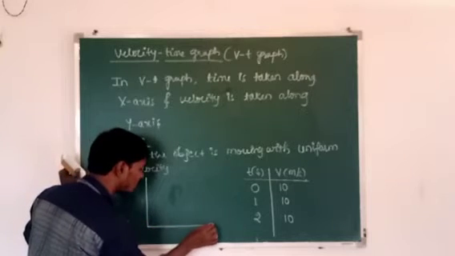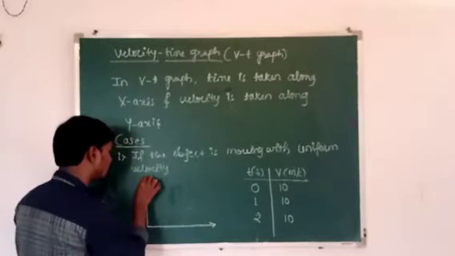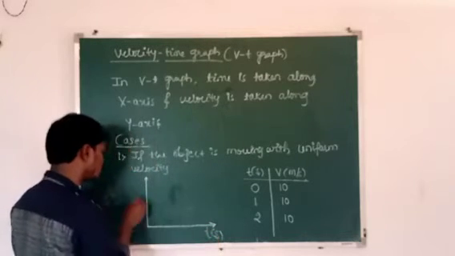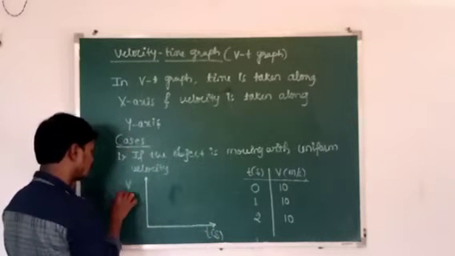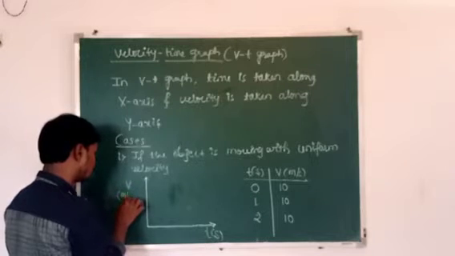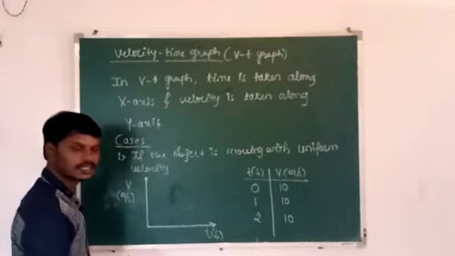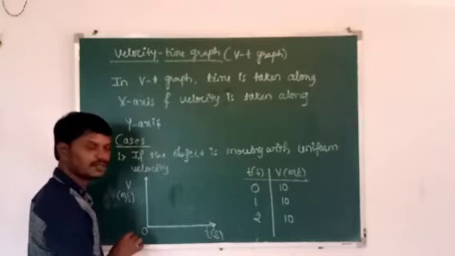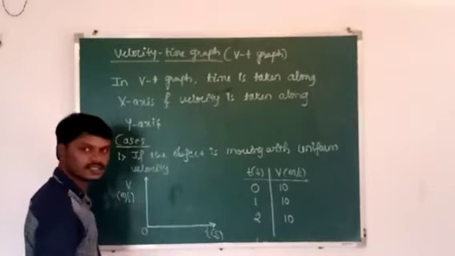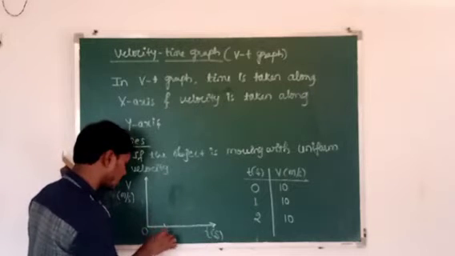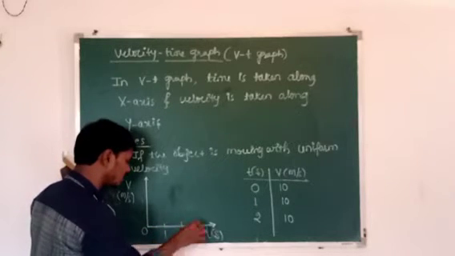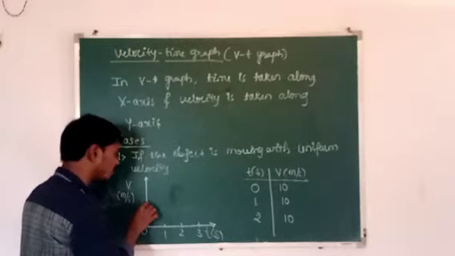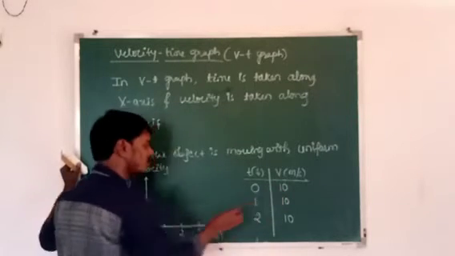In case of velocity versus time graph, time is taken along the x-axis and that time is in seconds, and velocity is taken along the y-axis and that is measured in meter per second. Here at the origin time is taken as 0 and the velocity is taken as 0. After 1 second, 2 second, 3 second. See here, but at the 0 second, what is the velocity of the object here? 10 meter per second.